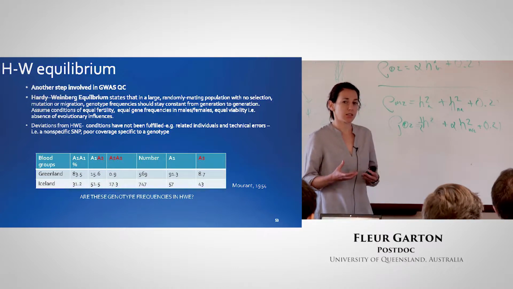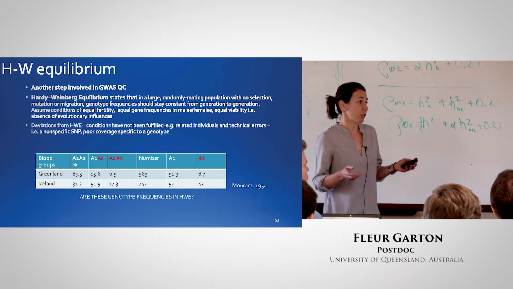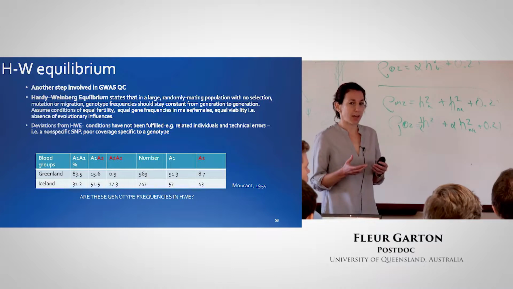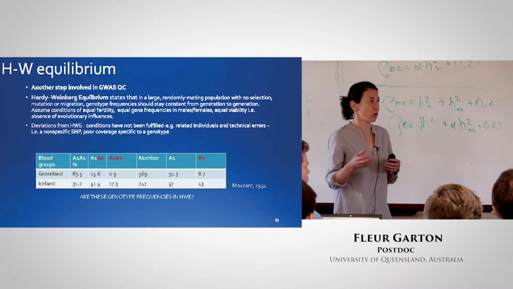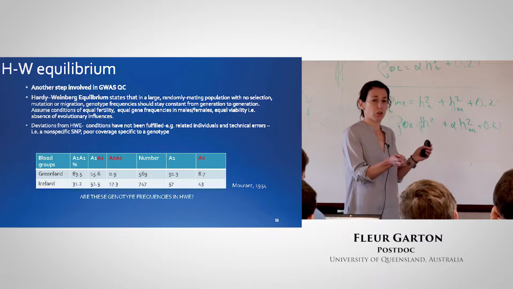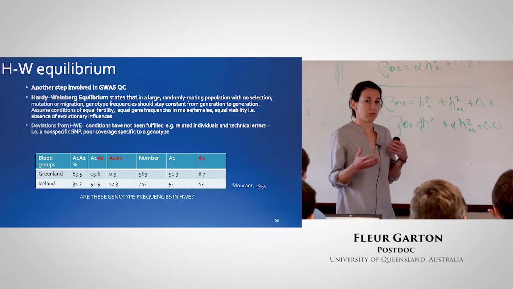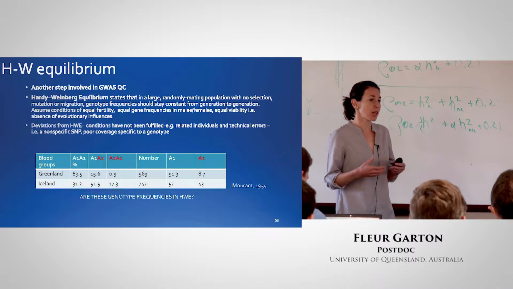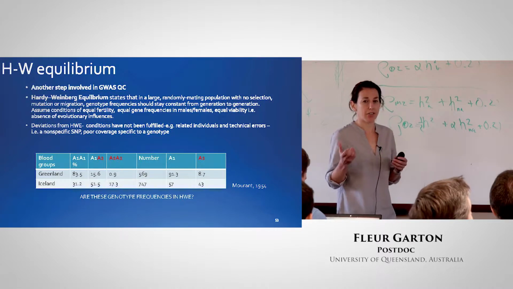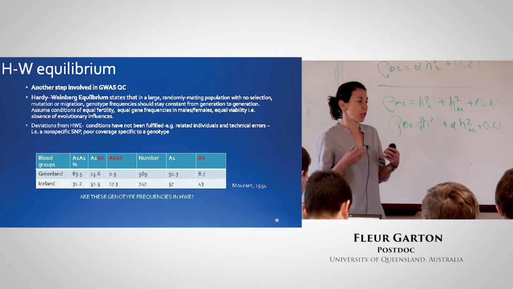And in a practical sense, you might have related individuals in your sample, and more often than not, there might be technical errors. So you might have a non-specific SNP, you might have poor coverage specific to a particular genotype, so you might be losing all your homozygotes and only counting the heterozygotes, for example, and that can really change your result. So by testing for this Hardy-Weinberg equilibrium, you can take out these SNPs that aren't really capturing something that you're interested in.